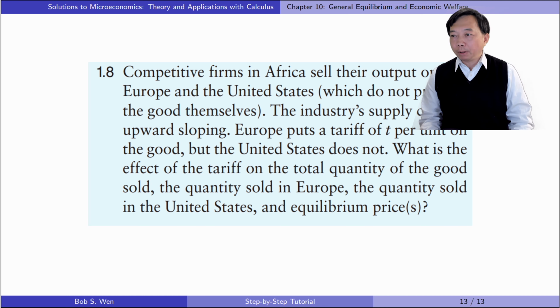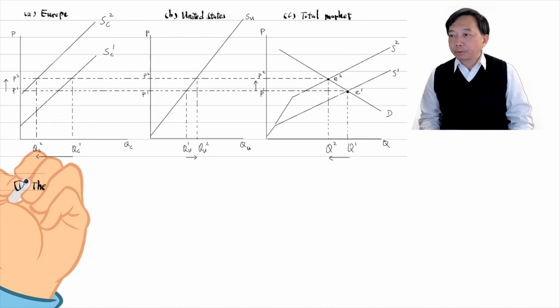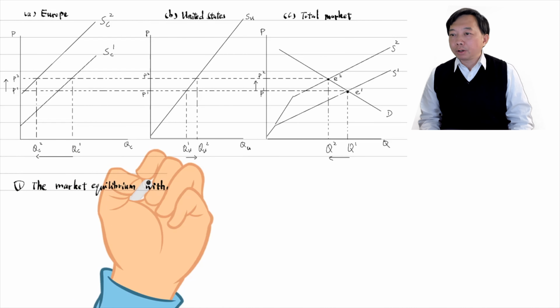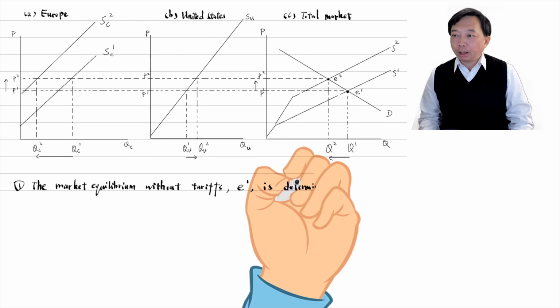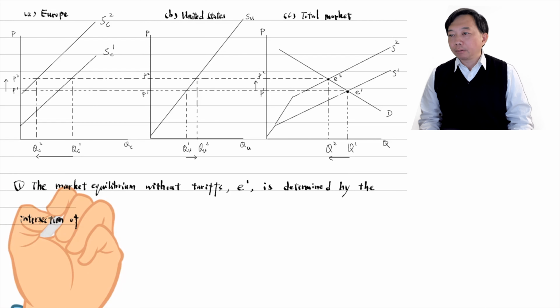We solve the problem in 4 steps. In the first step, we determine the market equilibrium without tariffs. The market equilibrium without tariffs, E1, is determined by the intersection of the total supply curve S1 and the demand curve D.